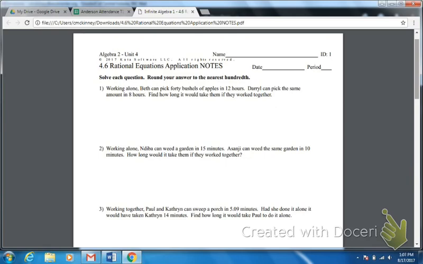Okay, we are going to pick up with the 4.6 rational equation application notes and think about the setups that we talked about on the other handout, where we had our together time on top and our alone time on the bottom. So in this case, we have Beth and Daryl. Notice it tells us Beth can pick 40 bushels in 12 hours. Daryl can pick the same amount. So do we need the 40 for anything? No. So we will get rid of the 40. See, when you can just mark out a number, life seems like it's getting easier.